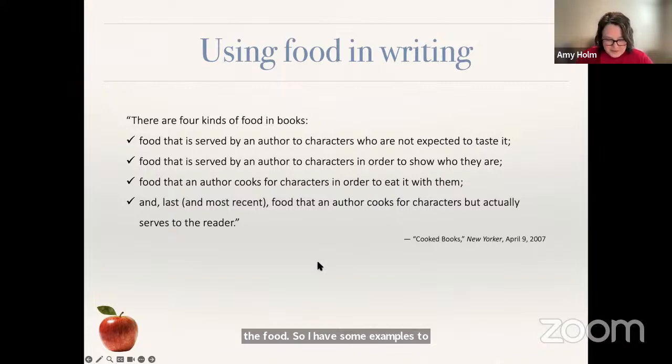When you attend workshops with me, you usually end up being read to, and so I hope everyone enjoys that as much as I do. But that's the best way, I think, to look at how we use food in fiction.